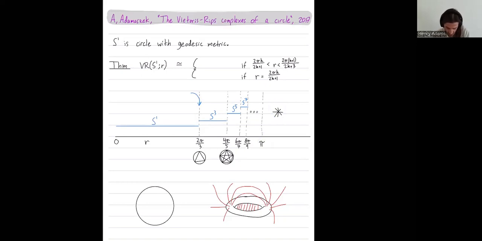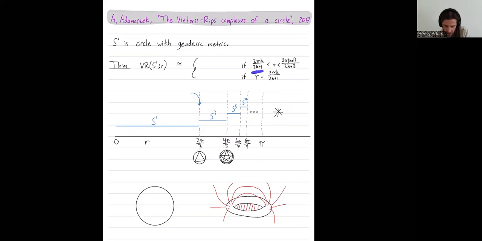Okay, so let me describe this a little bit. Our circle has the geodesic metric, so the distance all the way around is 2 pi. And so the diameter of the circle is pi. So once I reach pi, at that point, I'm going to have every possible edge. So I'm going to have the full simplex on all of the vertices of the circle. So I'm going to get something contractible.